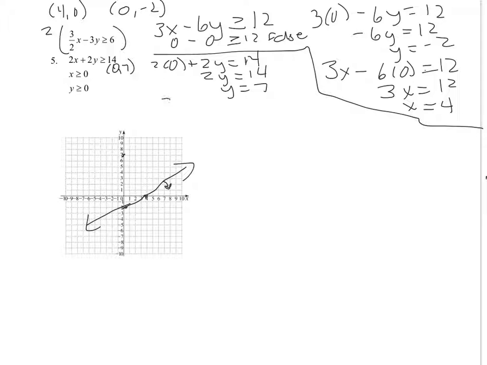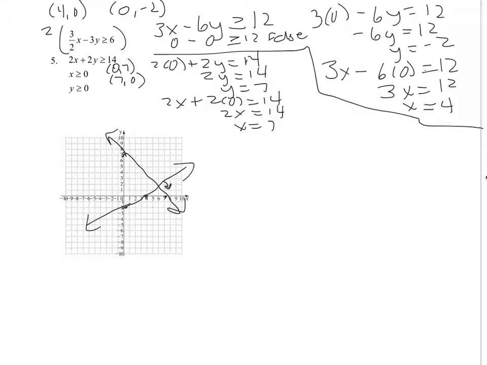And then we go back, solve for the x-intercept by putting in 0 for y. And if 2x equals 14, then x is going to equal 7. So we have 7, 0, which is right there. And that means this is our line. Sorry, I missed my point just a little bit. And I have to figure out which way I'm supposed to shade on this.